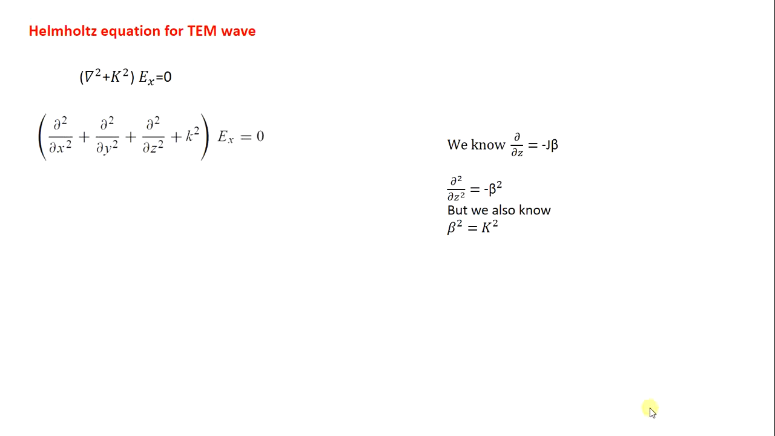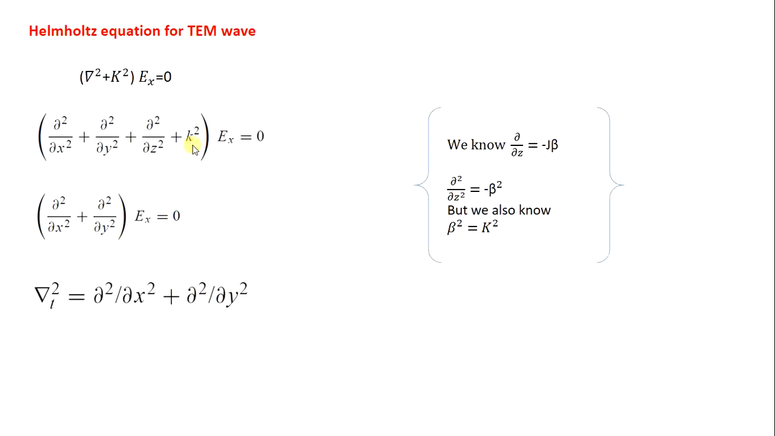But we also know that beta square is equal to k square. So here we can write it as minus k square. We can put here ∂²/∂z² as minus k square. This minus and this plus k square get cancelled out, and we get ∂²/∂x² plus ∂²/∂y² of Ex equal to 0.